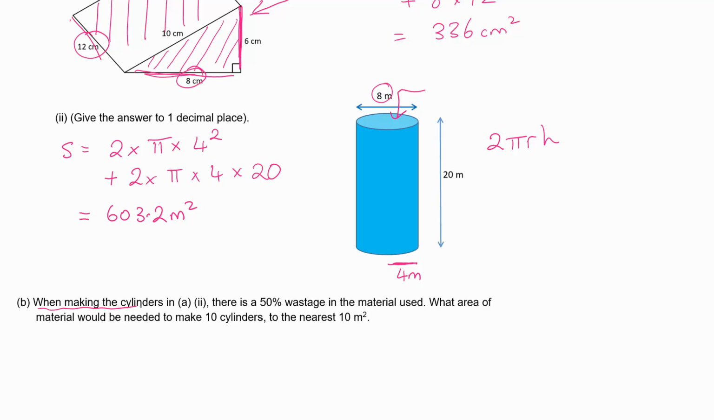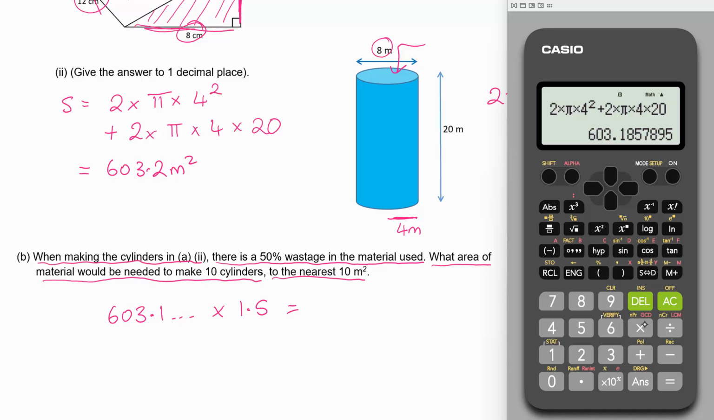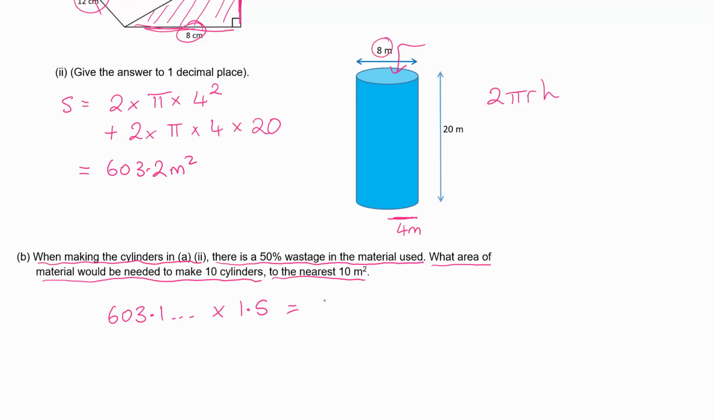When making the cylinders in part A2, there's a 50% wastage in the material used. What area of material would be needed to make 10 cylinders to the nearest 10 square meters? So if we waste 50%, 603.1, whatever it was, times 1.5 would be the amount of material we need. So let's just multiply that by 1.5, and we get 904.77 and so on.